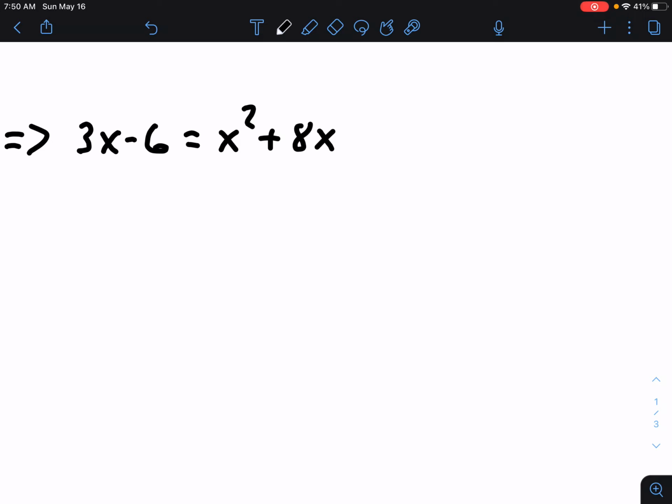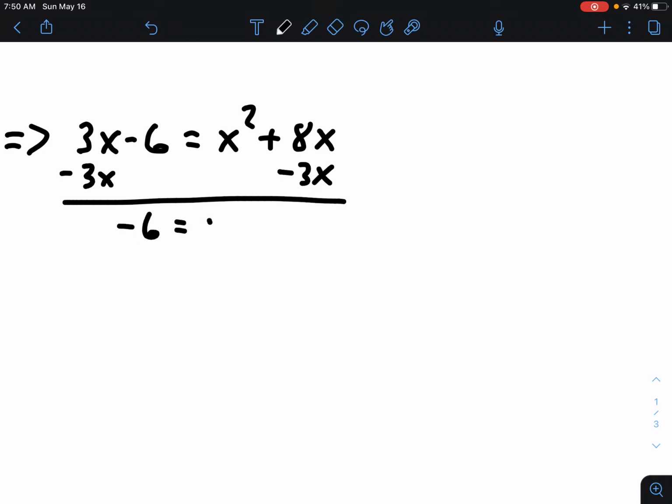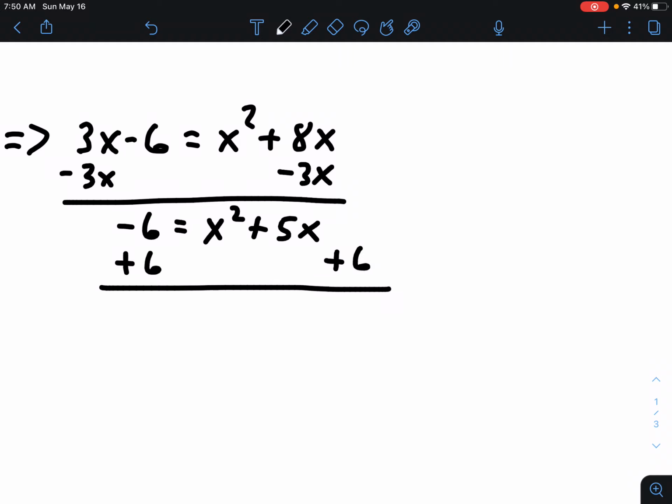All right, so I am going to subtract 3x. So I end up with negative 6 equals x squared plus 5x. And then I'm going to add 6. And, you know, sometimes people like to put the add 6 underneath one of those and then they actually add it to it. And so I'm just going to put it over here on the side. Okay, so we end up with 0 equals x squared plus 5x plus 6.